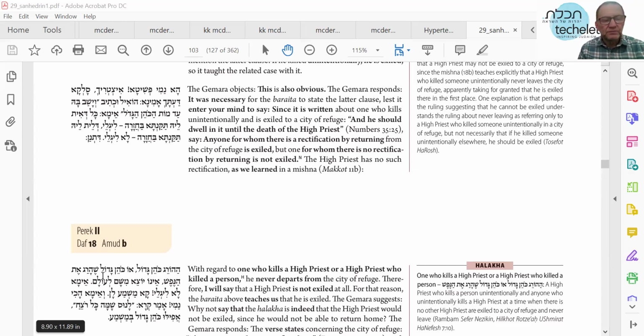Now, I've explained to you why the Kohen Gadol who kills unintentionally can't ever leave. What about somebody who kills a Kohen Gadol? Why can't he ever be released? Because it's a major crime to kill the Kohen Gadol. It's an extra punishment. The Kohen Gadol's blood is redder than anybody else's? Yes. No. No.